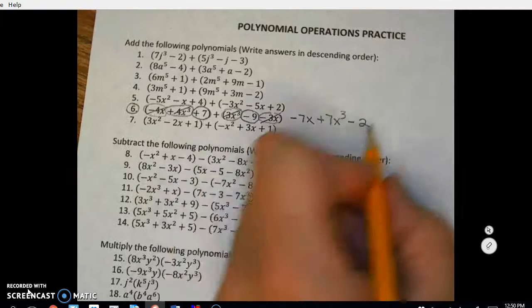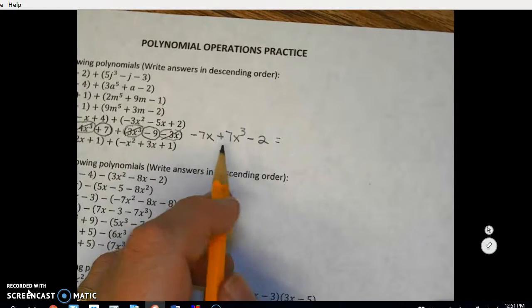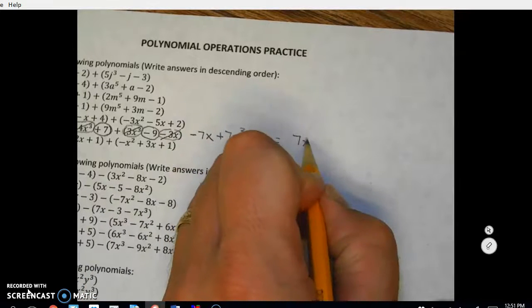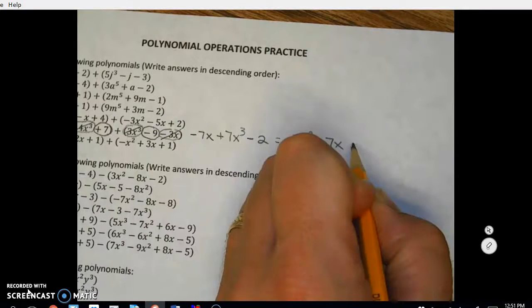Now the last thing you're going to want to do here is order it in descending order, starting with your largest exponent. And the constant always goes on the end.